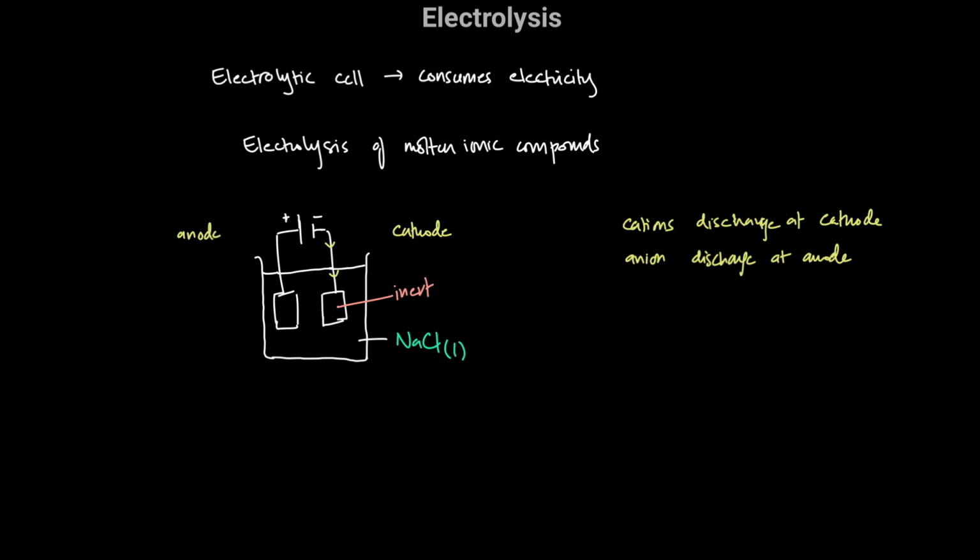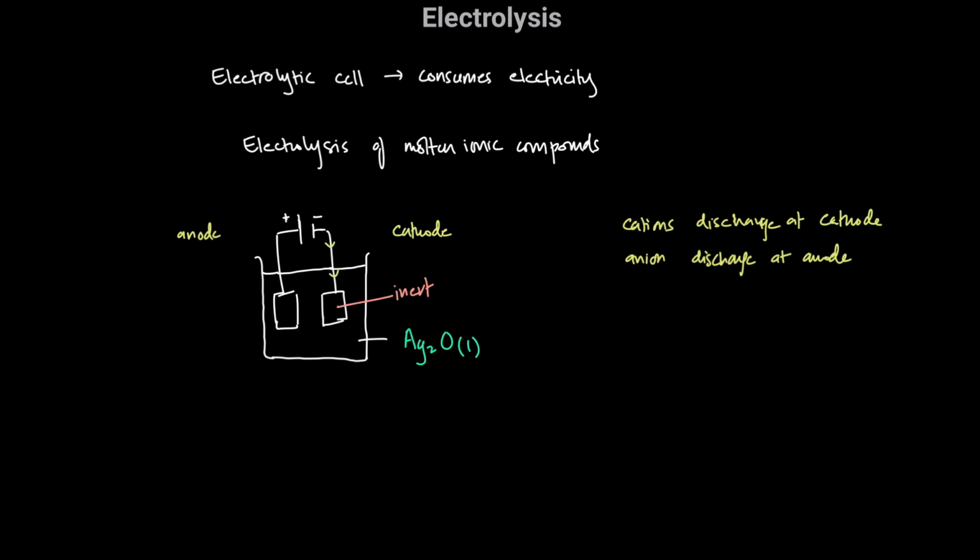So now let's say that instead of molten sodium chloride, I have something like molten silver oxide. Let's say I have liquid silver oxide, and the question is, what would be my products? What would be my product at the anode, and what would be my product at the cathode?